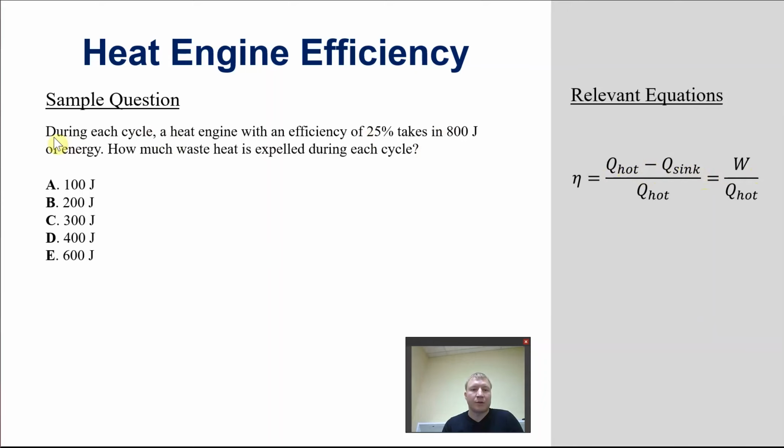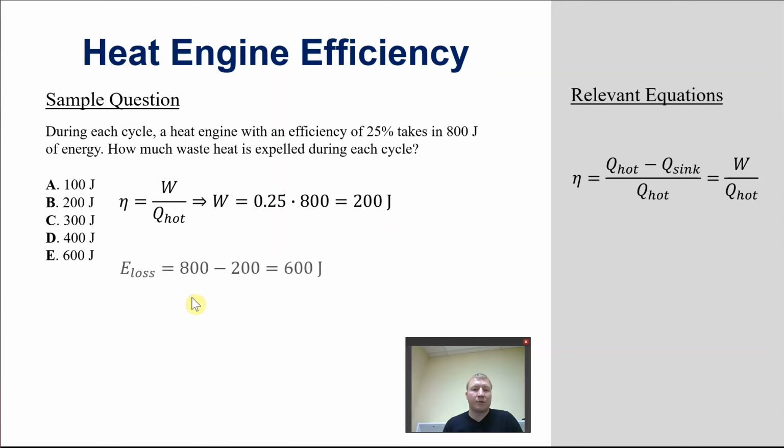Okay, and so it says, during each cycle, the heat engine with efficiency 25% takes 800 joules of energy. So how much waste heat is expelled during each cycle? Well, you apply this equation here and you figure out that the work done is 200 joules only. So that means if it took 800 and output only 200, then we just lost 600. So that's option E here.